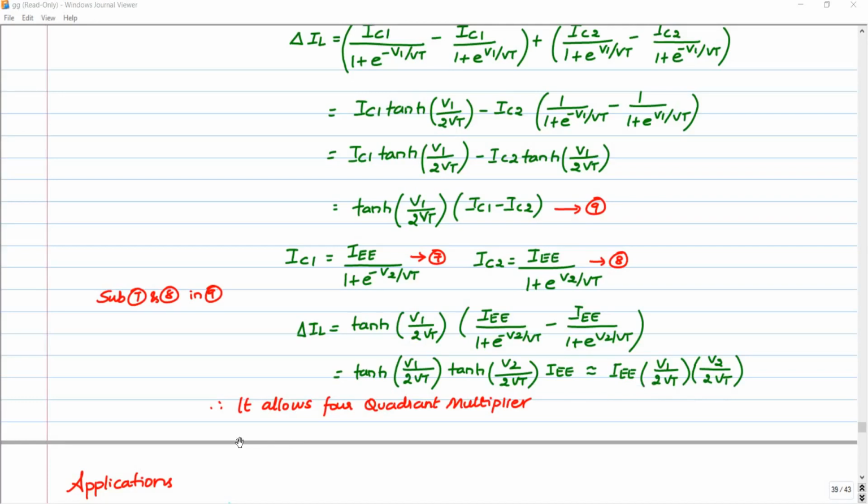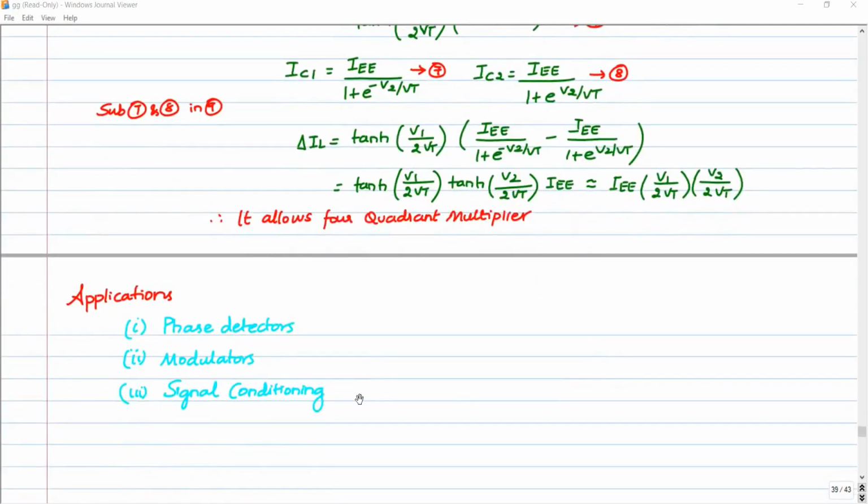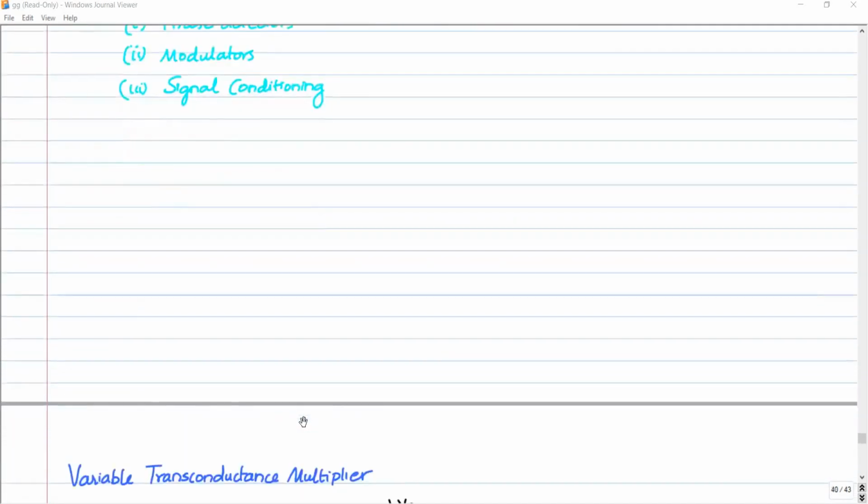This allows for 4-quadrant multiplication, and my offset gets removed. The applications of this Gilbert multiplier are that it is used as a phase detector, as a modulator like FM and AM, and it is also used for signal conditioning.